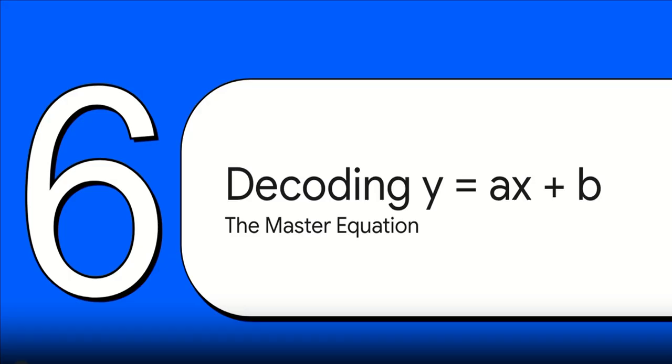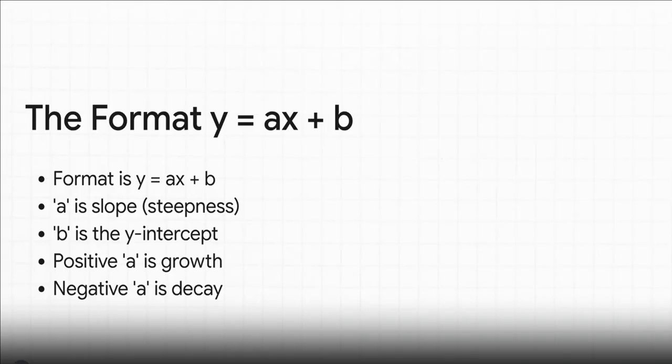And finally, section 6, decoding y equals ax plus b. So the absolutely crucial point to take away is this. Every linear relationship out there can be expressed in the universal format y equals ax plus b. This tiny, simple equation basically holds the DNA of the entire graph. The variable a is what we call the slope. It's the boss. It dictates the steepness and the direction of the line. The variable b is the y-intercept. Think of it as our starting block. It tells us exactly where the line crosses the vertical y-axis.